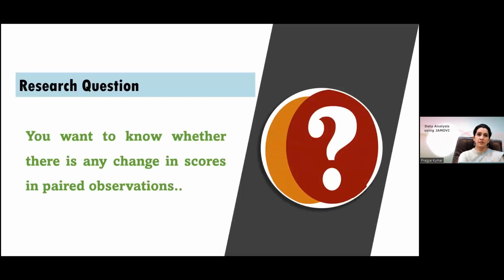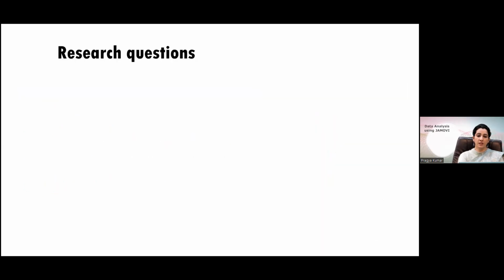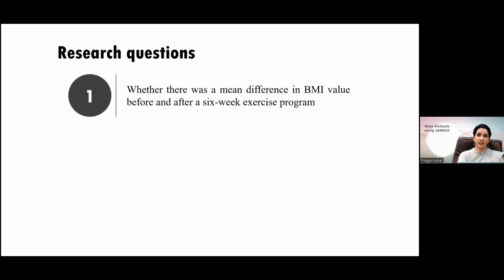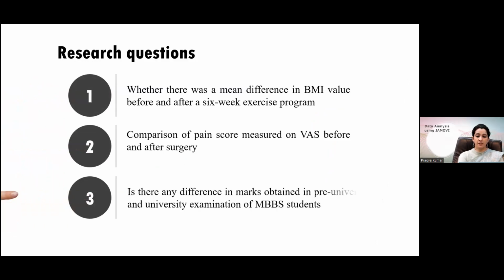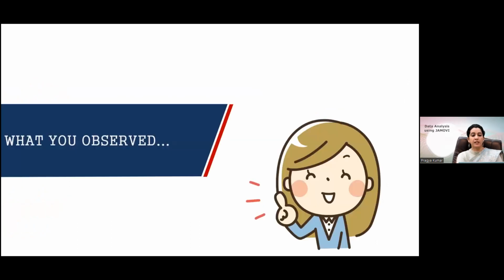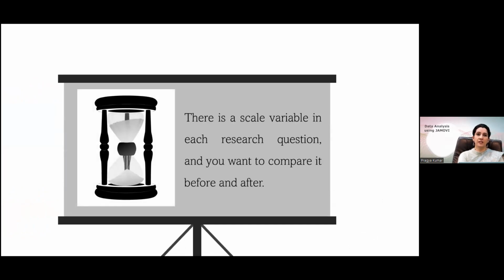So what are the different research questions? If I want to know whether there is any change in scores in paired observations. So whether there is any mean difference in BMI value before and after a 6 weeks exercise program. What is the pain score measured on VAS before and after surgery? Is there any difference in marks obtained in pre-university and university examination of MBBS students? In all these cases, what have we seen? That there is a scale variable in each question, and I want to compare it before and after.